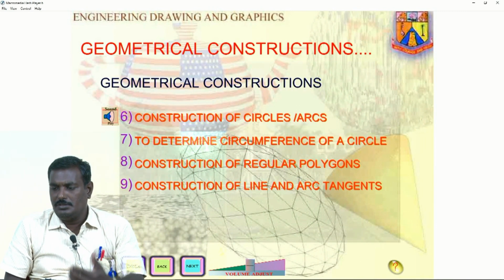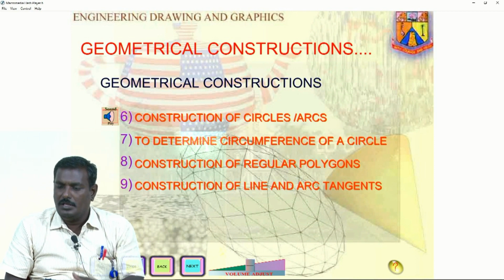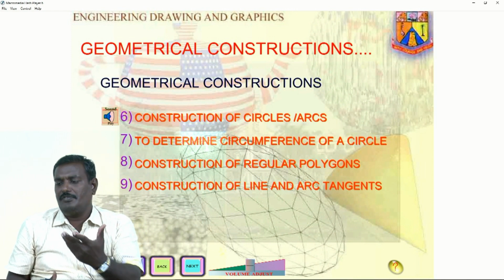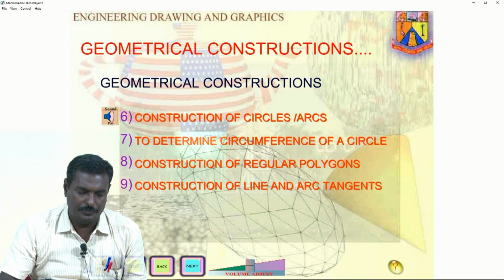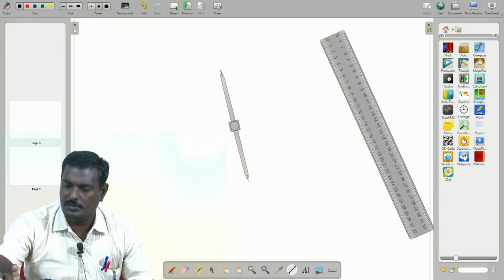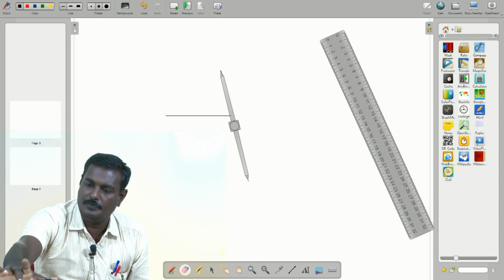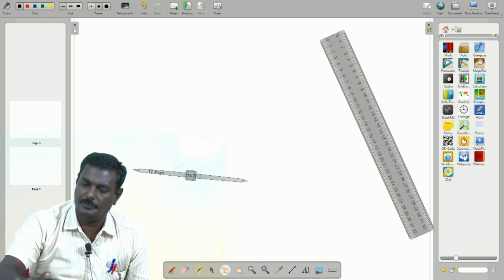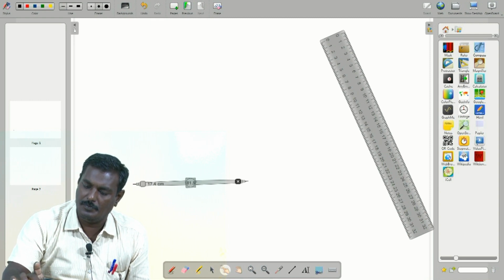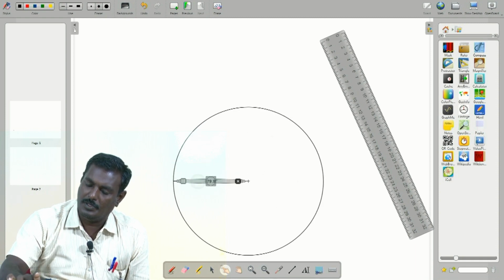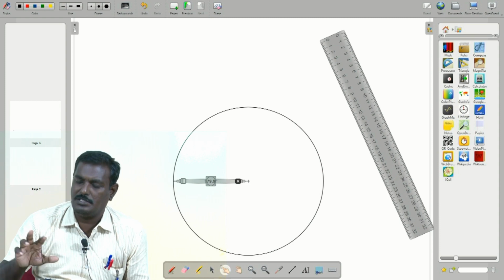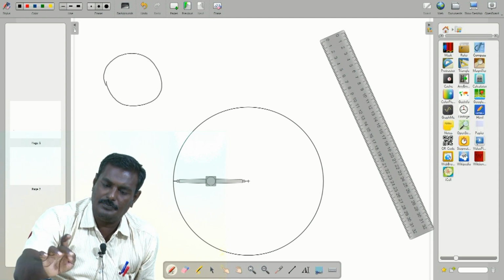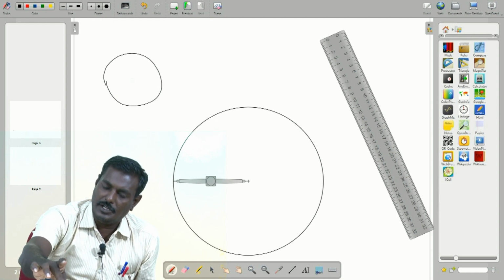Now the construction to determine the circumference of a circle. Normally I just do it freehand, because of insufficient space I just show it freehand. There is a circle with a center point, try to find out the circumference.